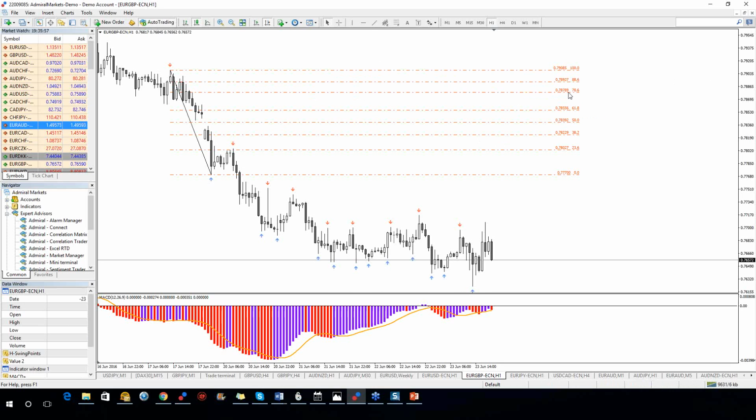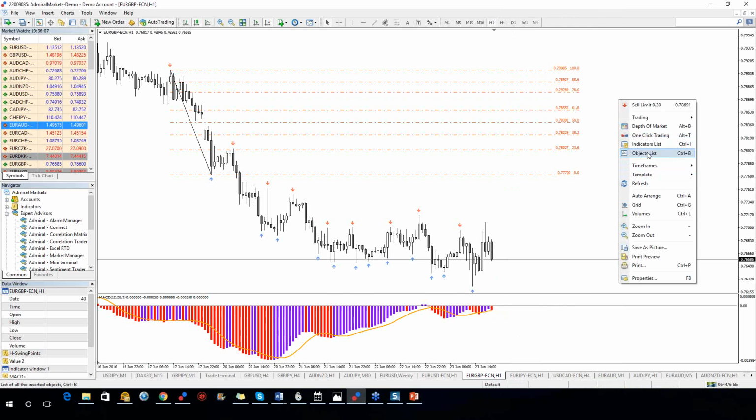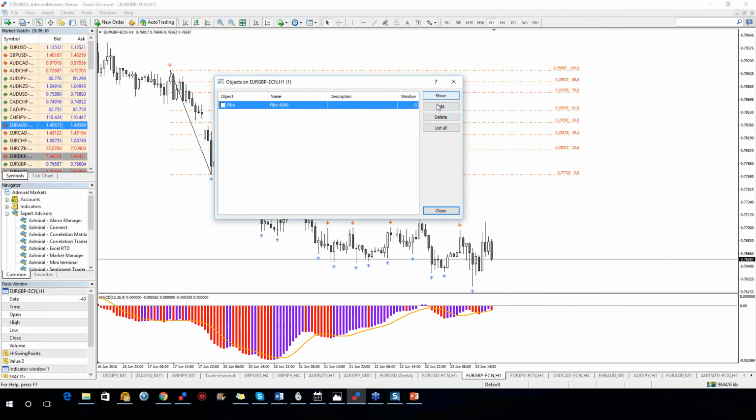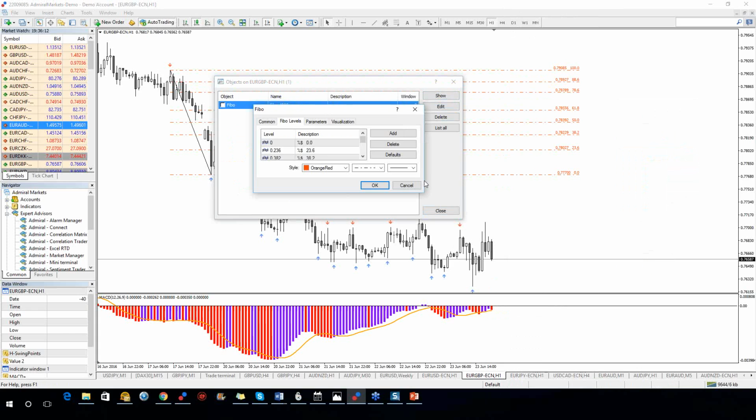Usually you will not see this, but I will show you how to do that. And you can also draw these dotted lines by yourself. So it's a very easy job. First go to objects list, then click Fibo and then edit. When you do that, guys, here you will see these levels: 0, 0.236, 0.382, and so on.